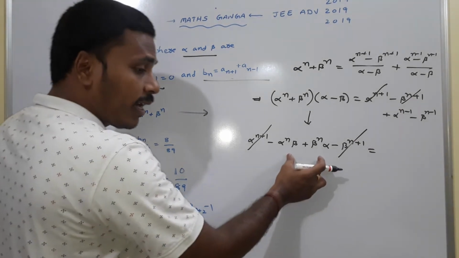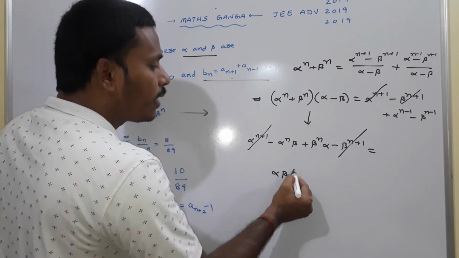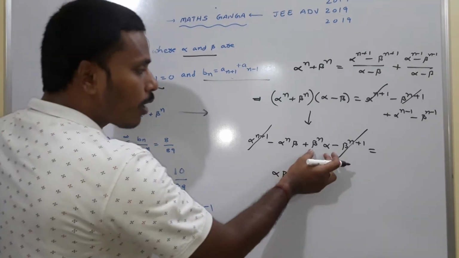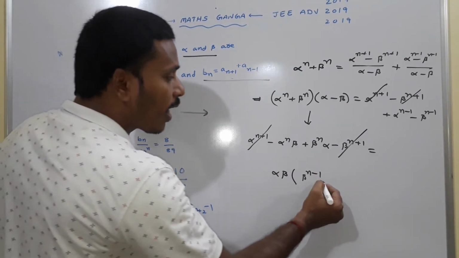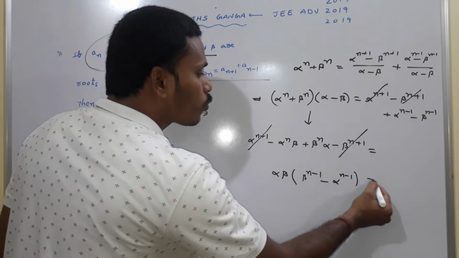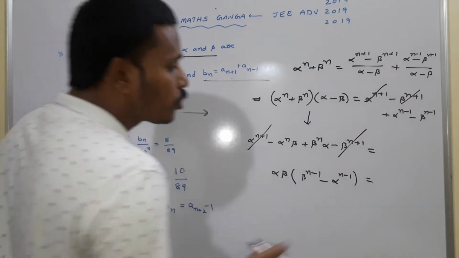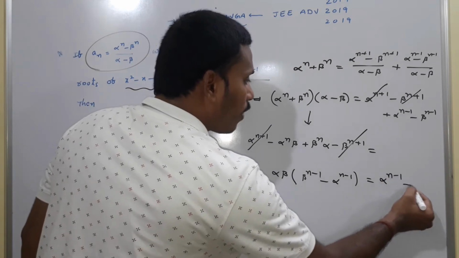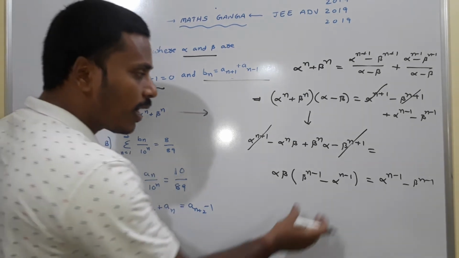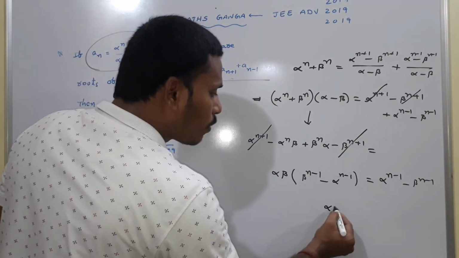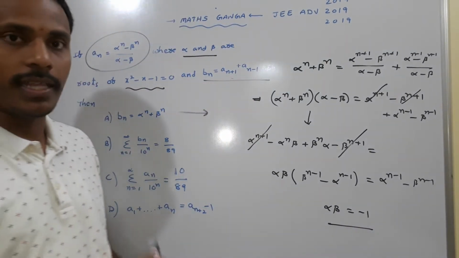Now, in the left hand side, I am going to pick out alpha into beta as a common term. If you pick out alpha into beta, I have here beta power n minus 1, and from here I have minus alpha power n minus 1. And after getting these two cancelled out, I have these two terms in the right hand side, alpha power n minus 1 minus beta power n minus 1. And it is clear that these get cancelled with minus 1. So alpha into beta is equals to minus 1, I have at the end.